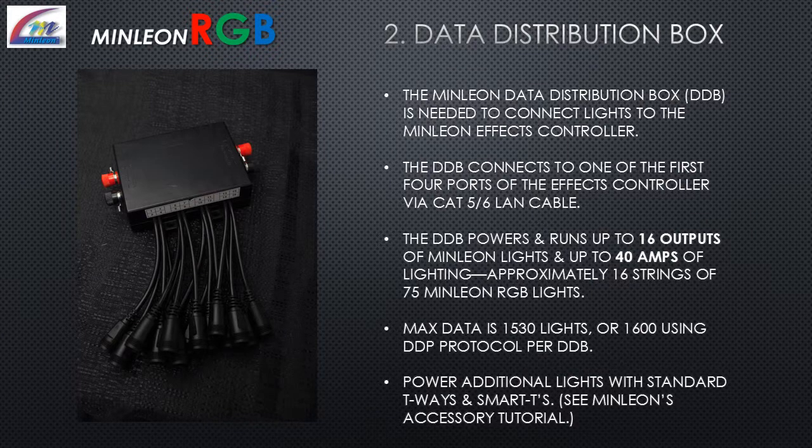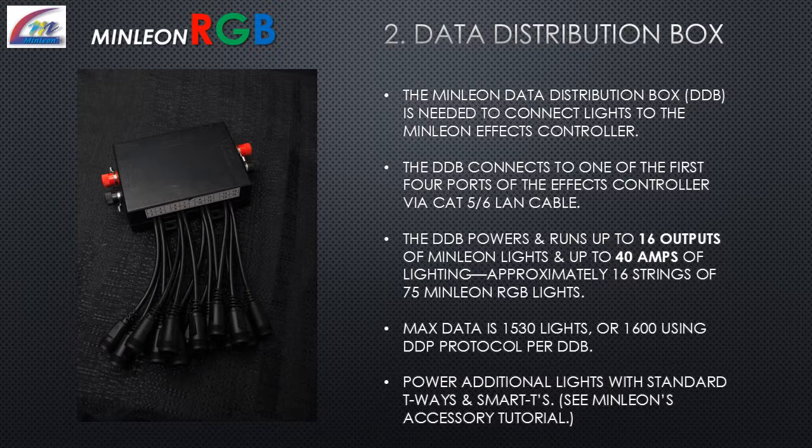2. The data distribution box. The Minleon data distribution box is needed to connect the lights to the Minleon effects controller. The DDB connects to one of the first 4 ports of the effects controller via Cat5 LAN cable. The DDB powers and runs up to 16 outputs of Minleon lights and up to 40 amps of lighting, approximately 16 strings of 75 RGB lights.